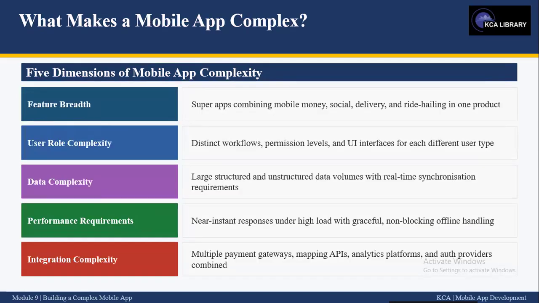What makes a mobile app complex? Five dimensions of mobile app complexity. Number 1, feature breadth, which has to do with super apps combining mobile money, social, delivery, and ride hailing in one product. Then number 2, user role complexity. This has to do with distinct workflows, permission levels, and UI interfaces for each different user type.